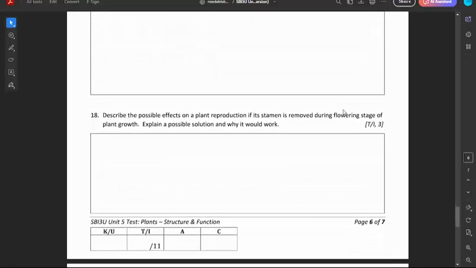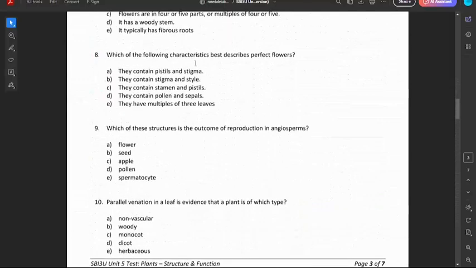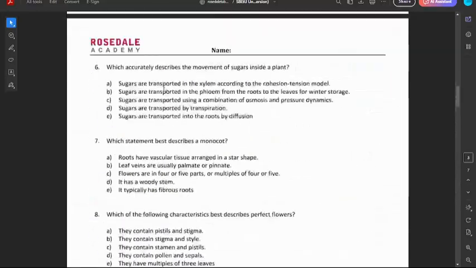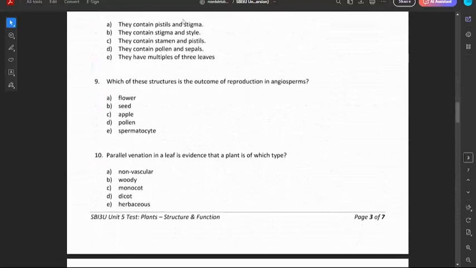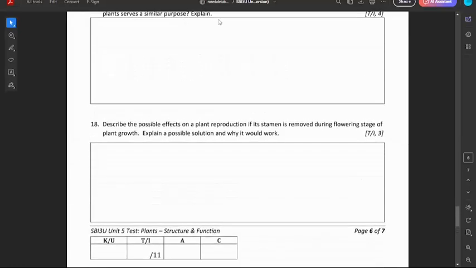Describe the possible effects on plant reproduction if its stamen was removed in the flowering stage of plant growth. See right here. When we talk about the multiple choice, you just gotta remember one, like pistils, sure, you remember it. Then you see stamen, reproductive organ, here. Then you can go back and maybe change your answer if you got it wrong. So you always learn from the questions. It's possible that you learn on the exam. Exams are just ways to test your strategies.